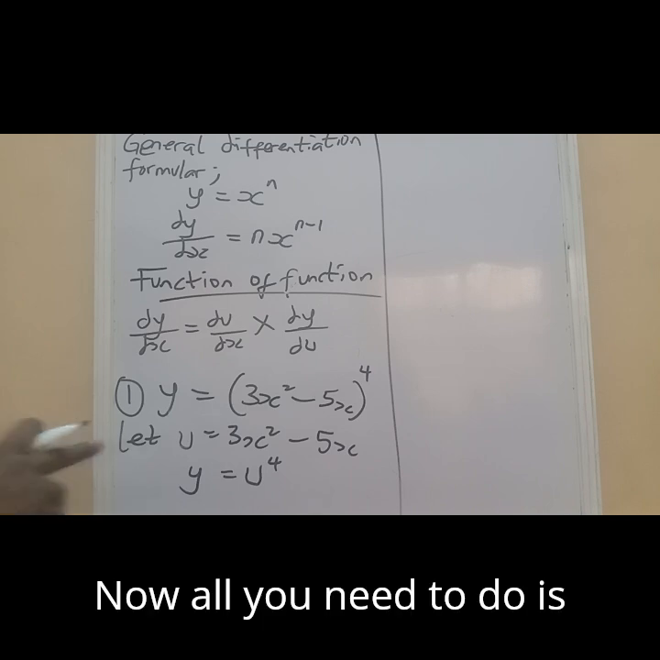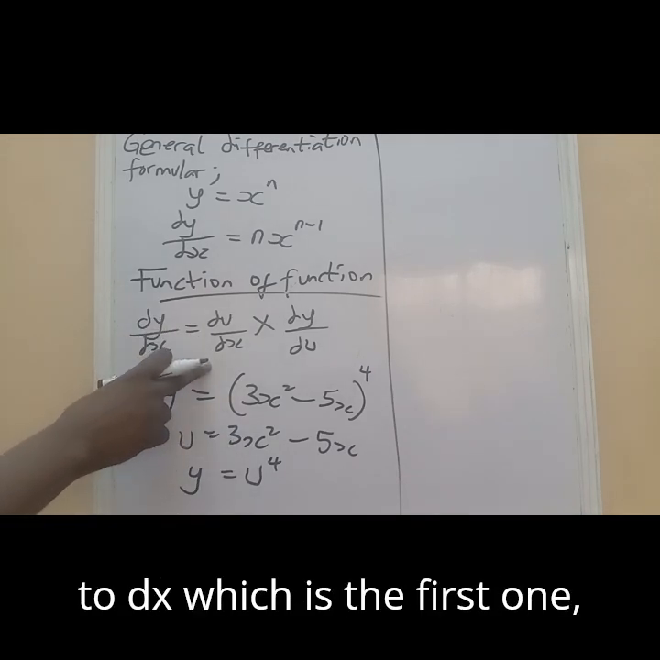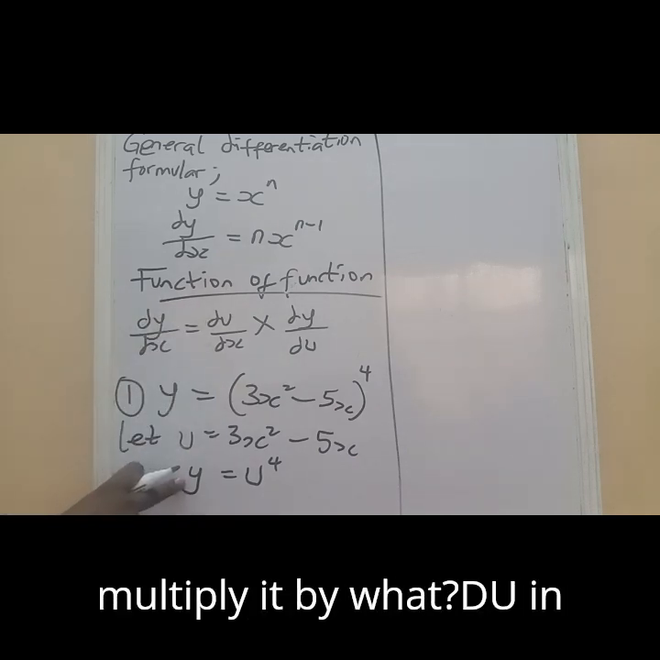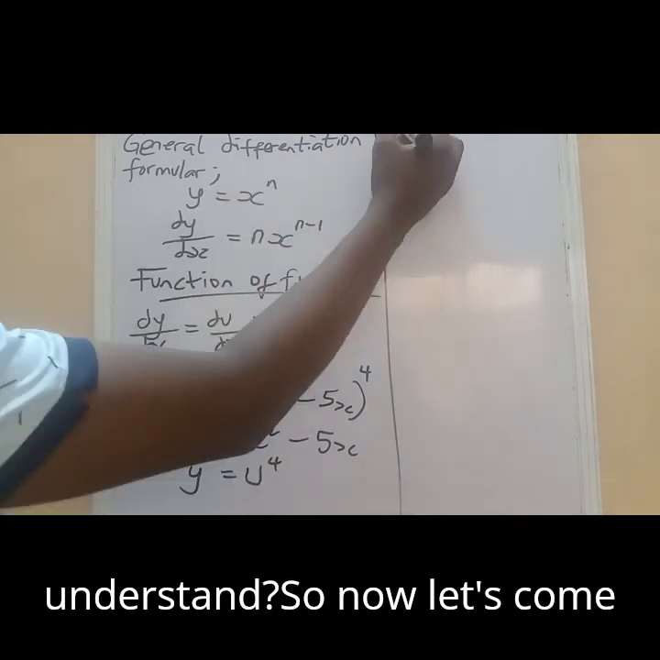Now all you need to do is du with respect to dx, which is the first one. Anything you get, you multiply by dy with respect to du. Do you understand? So now let's come here.